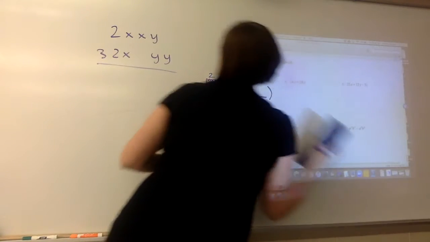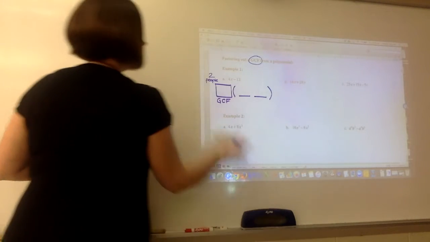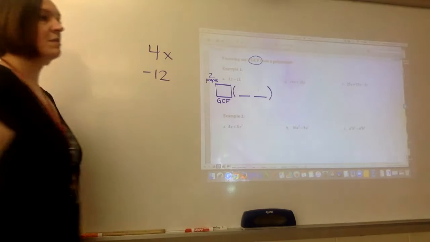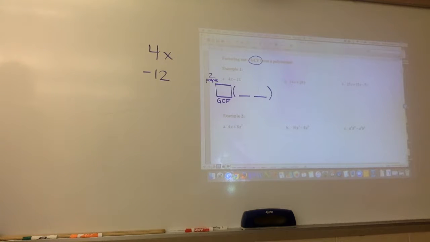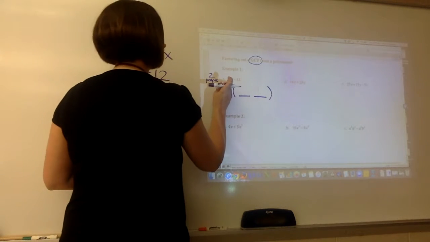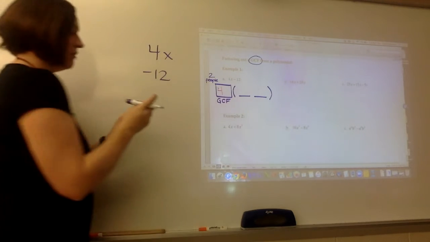If I look at my example, I have a 4x and a minus 12. Do you know what the biggest number that goes into 4 and negative 12 is? Guys, what's the biggest number that goes into 4 and negative 12? Bigger than that. 4. So in my greatest common factor, I'm going to write a 4.